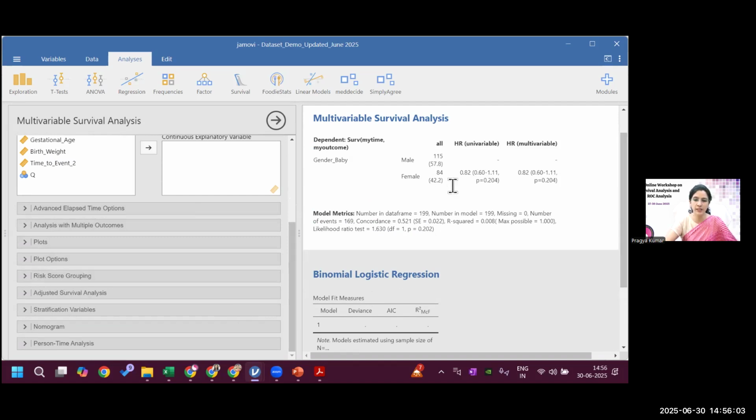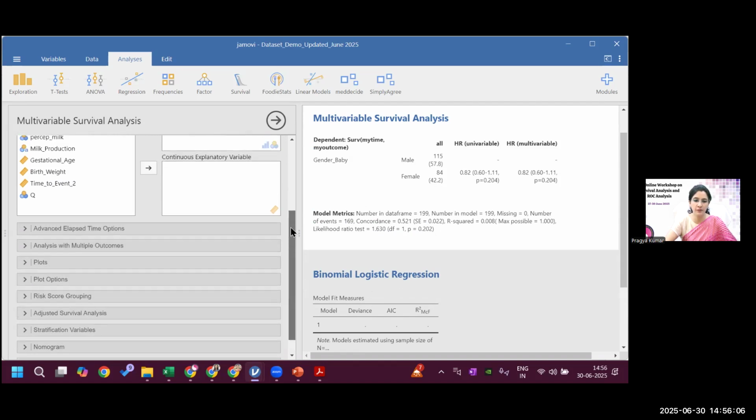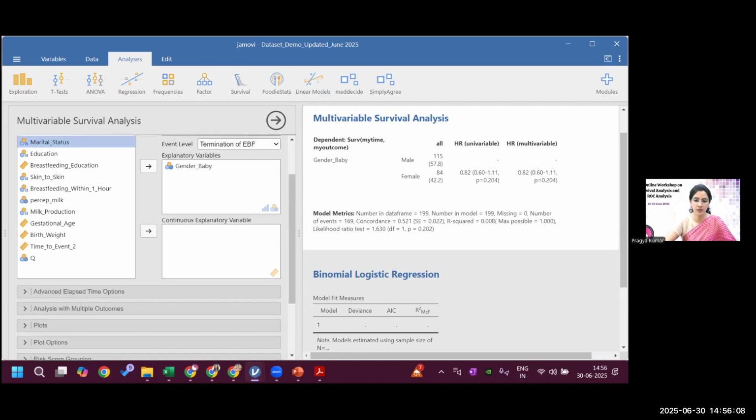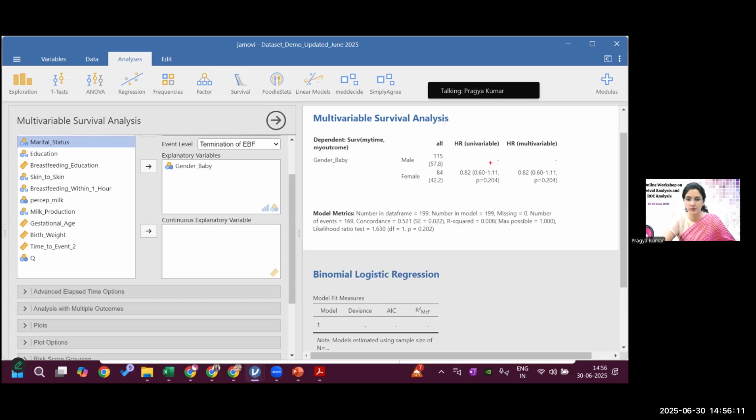Whenever you move this variable, it automatically gives you the unadjusted hazard, univariable. It gives both uni and multi, but since there is only one variable, the values will be the same. If you see the gender, the hazard ratio is 0.82, and gender has got a p-value of 0.2.